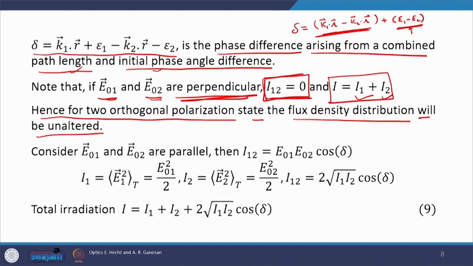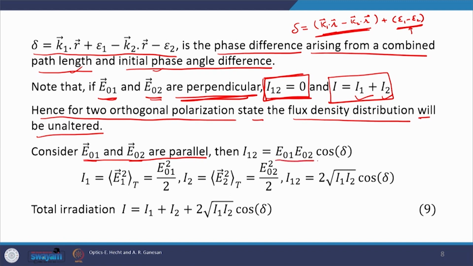Now, let us consider a different case. Let us consider that the vectors E naught 1 and E naught 2 are parallel, or they have the same linear polarization. To remind you, we started with two waves which are linearly polarized. The first case which we discussed is the cross polarization state, where the polarizations of the two waves are perpendicular. Now, in the second case, we are considering that the polarizations are parallel, the two vectors are oriented at 0 degrees. Then what will happen?